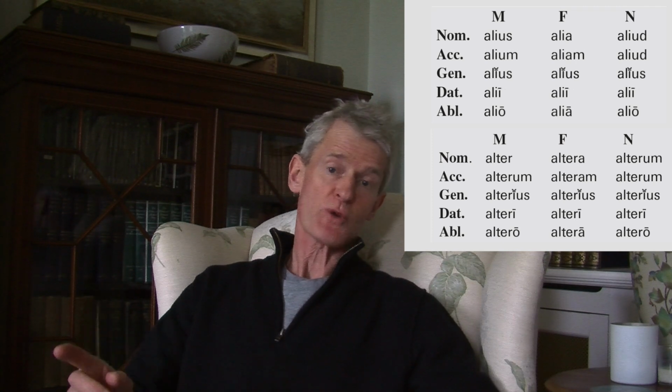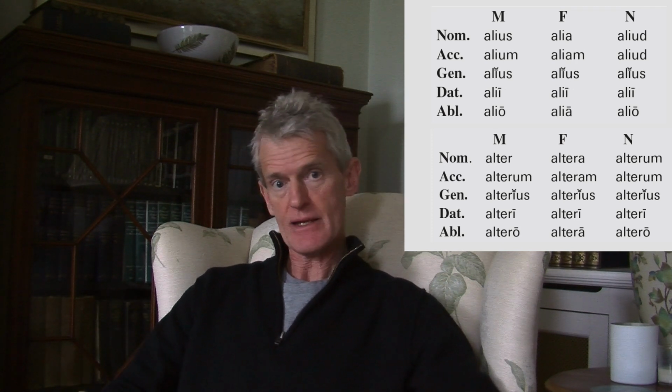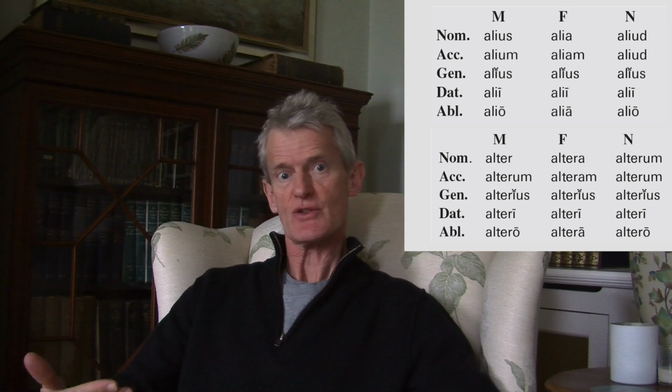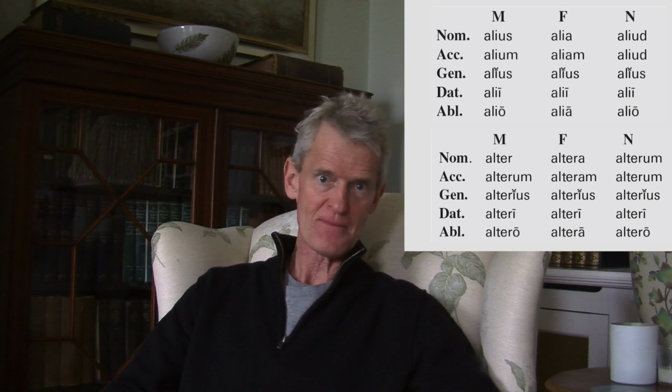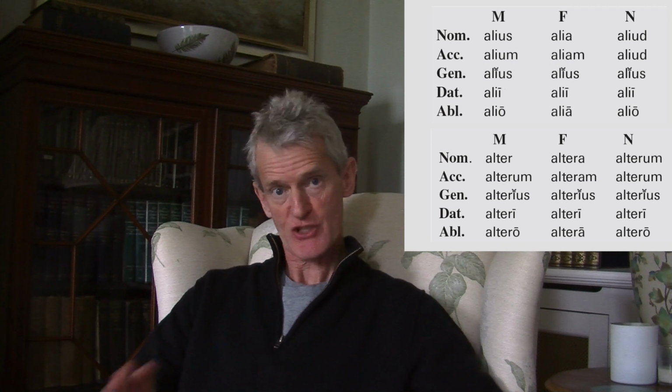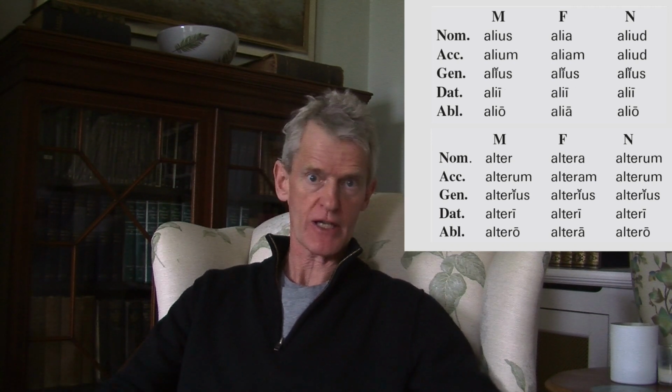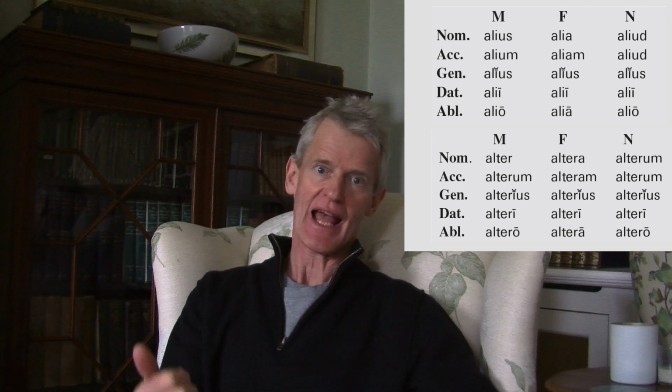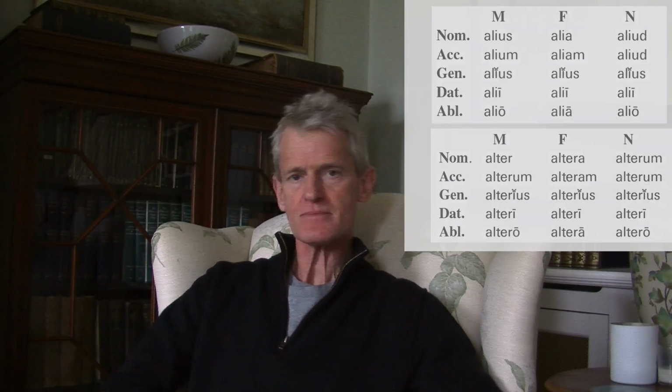So although it's good practice to learn alius correctly with its genitive alius and its dative alii, you tend not to see those forms. You tend, in the genitive and the dative of the word for other, to see alterius and alteri.